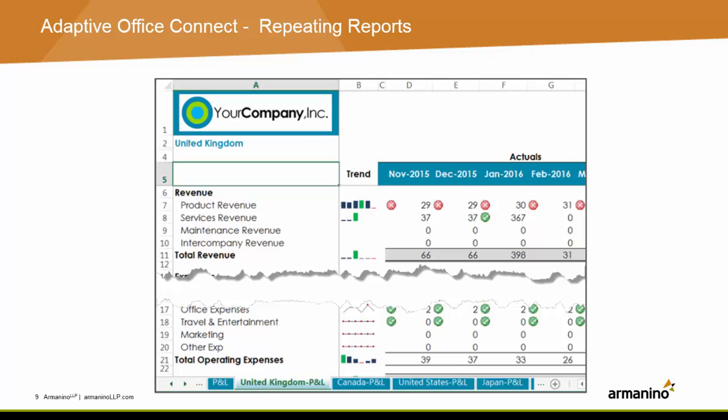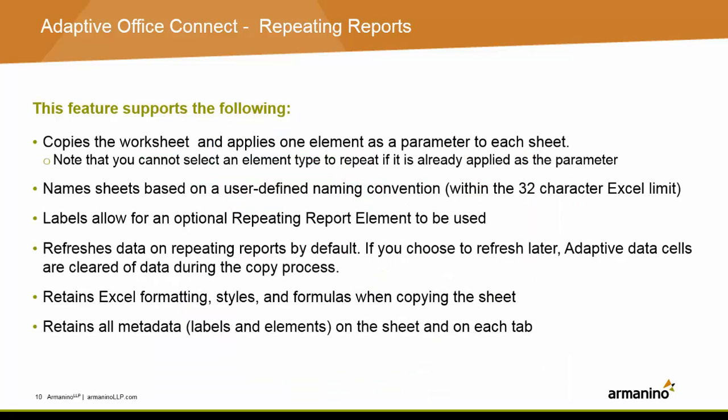Here's an example. This feature supports the following. It copies the worksheets and applies one element as a parameter to each sheet, names the sheets based on a user-defined naming convention, allows labels for an optional repeating report element to be used, refreshes data on all repeating reports by default, retains Excel formatting, styles, and formulas when copying the sheets, and of course retains all the metadata, the labels and elements on each sheet.